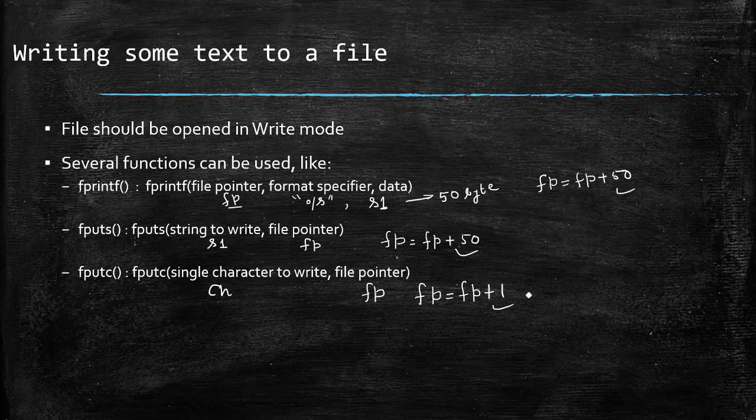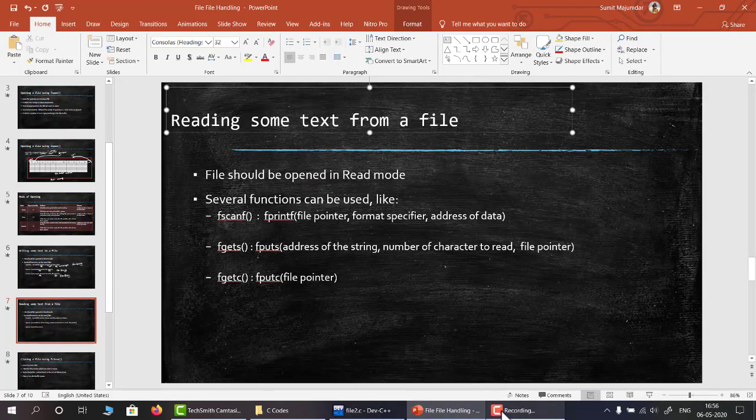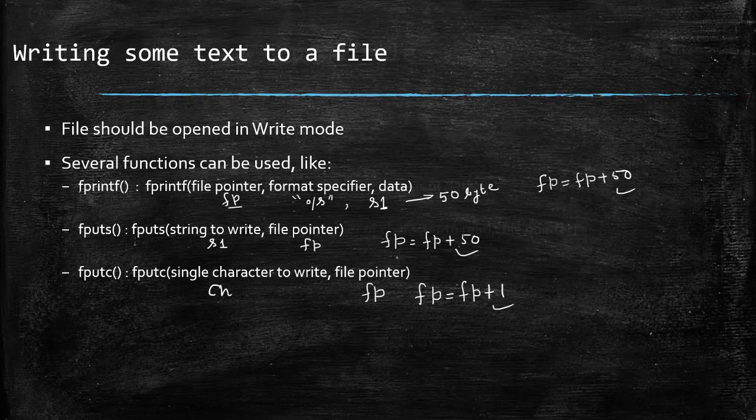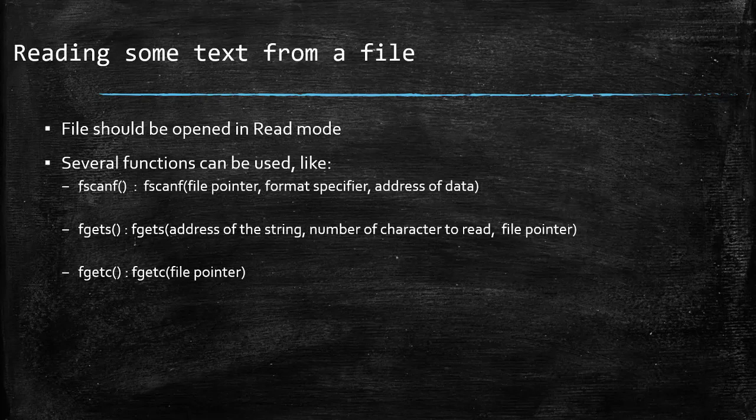Now we know how to write some data into a file. So we have learned about the different functions which are used for writing on the file, basically text data. Now we are going to discuss the functions which are used for reading text from a file. Like writing data, the three functions have their counterparts in the read option. So fprintf has its counterpart fscanf, fputs has its counterpart fgets, and fputc has the counterpart fgetc. All these three functions we are going to discuss now.